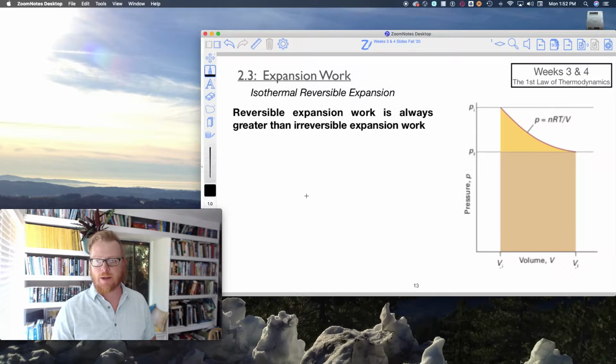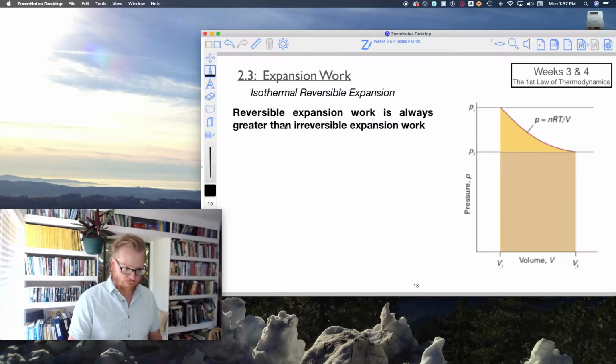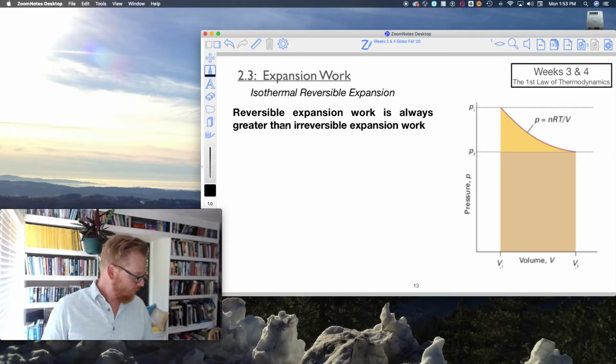Example here, okay? And so what I'm going to prove on this slide is that reversible expansion work is always greater than irreversible expansion work, okay? So how is that so? Let's use, as an example, isothermal reversible expansion, and I'm going to use an ideal gas, okay?